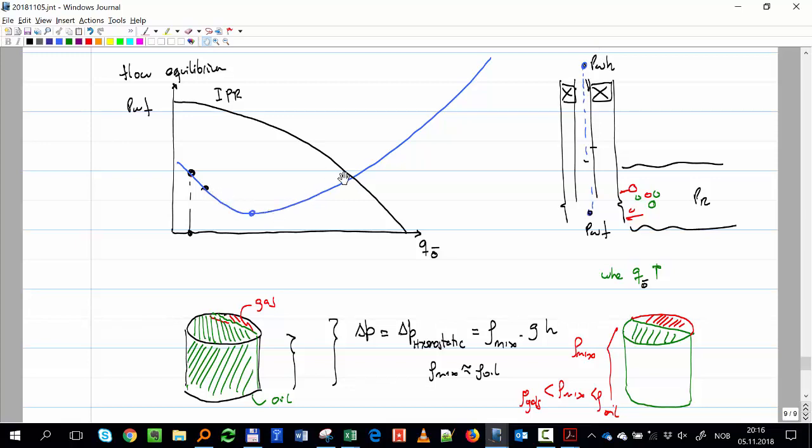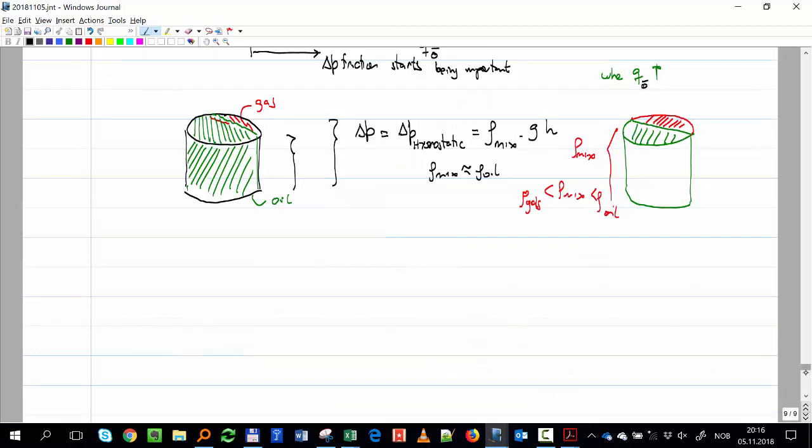Now, what happens from this point up here? The delta P has two main components, right? Hydrostatic and friction. What do you think happens from this point here? What happens for gas or liquid? The friction starts being important from this point to the right. From this point to the right, delta P of friction starts being relevant, important.